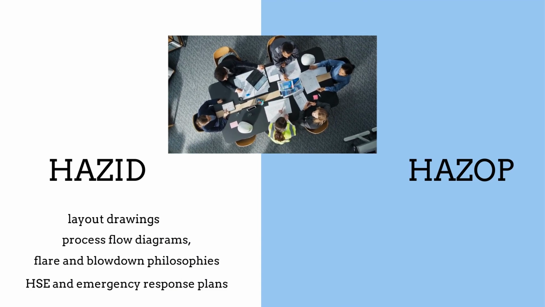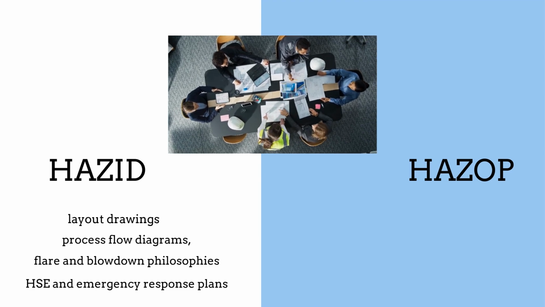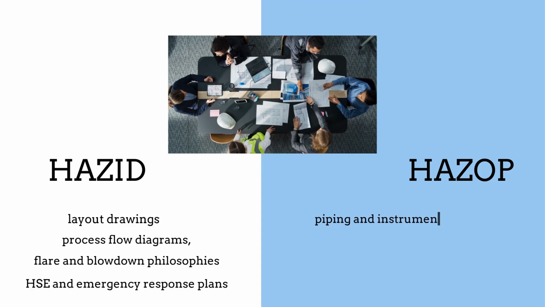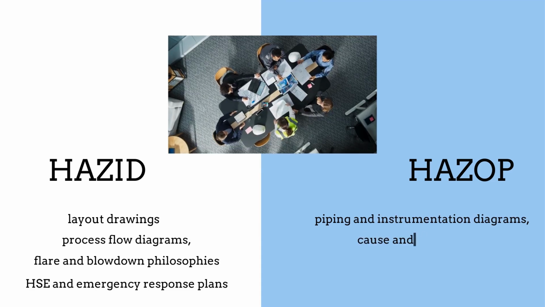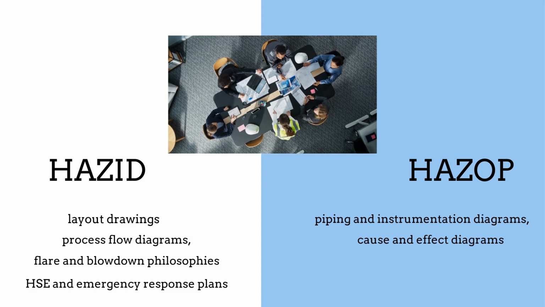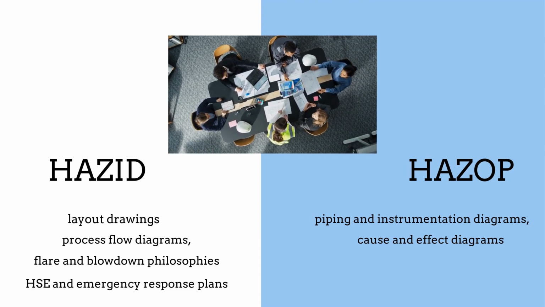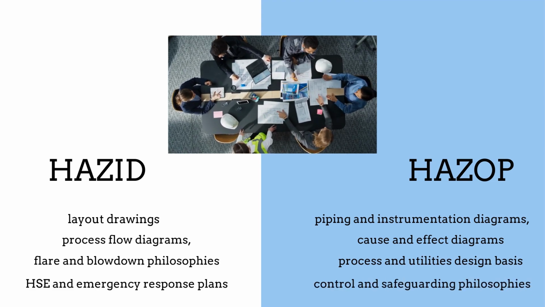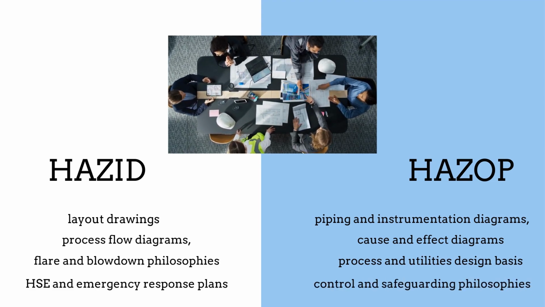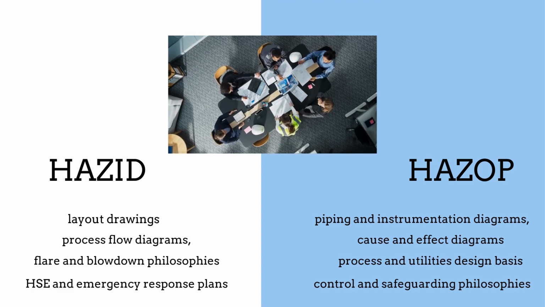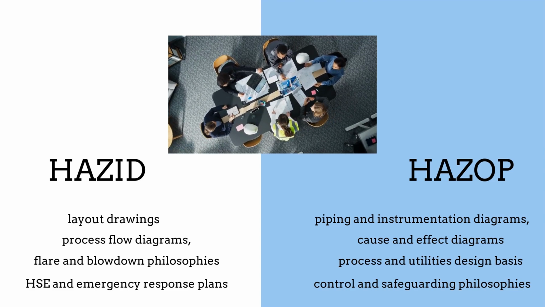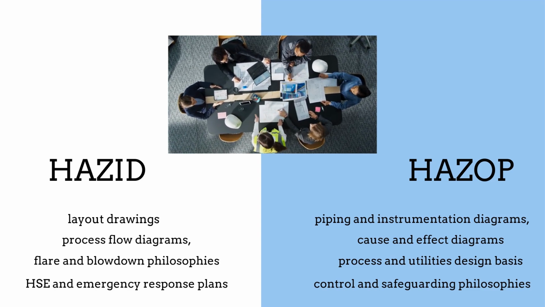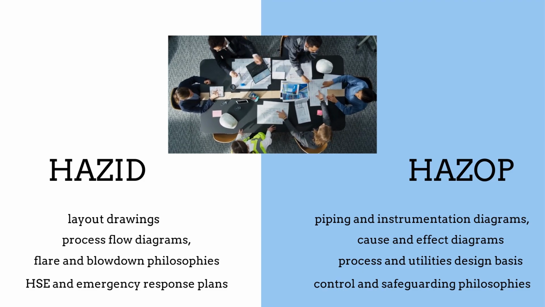HAZOP studies, on the other hand, are usually conducted during the FEED and detailed engineering phases. This is when documents like piping and instrumentation diagrams, cause and effect diagrams, process and utilities design basis, and control and safeguarding philosophies are available. In general, both studies can be conducted during the design and operation phases of a project and should be revalidated at least once every 5 years to ensure ongoing safety and operability.